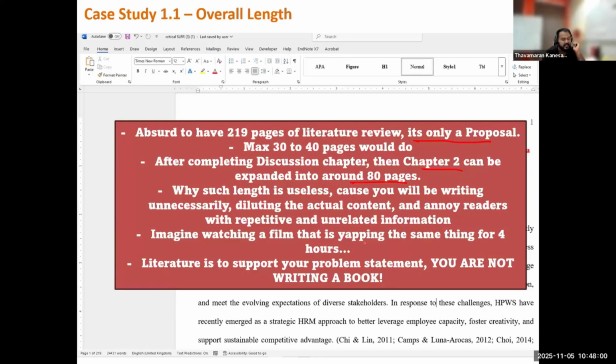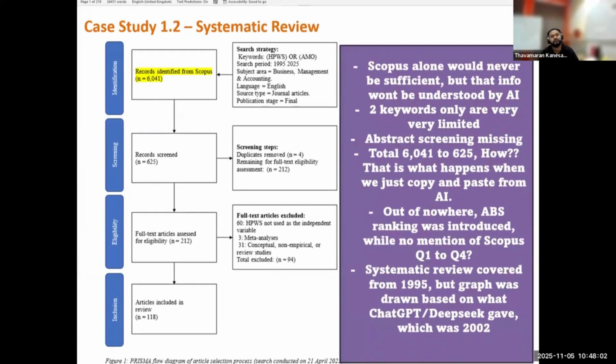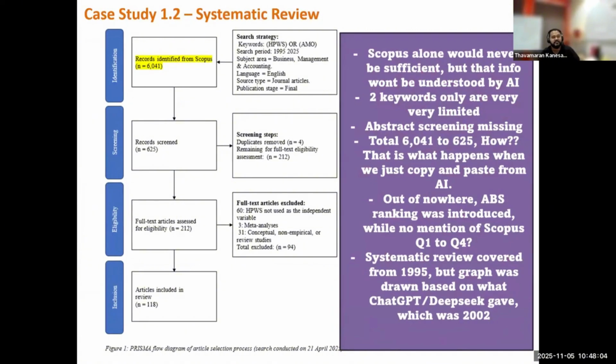So the first problem is length. The second issue is the PRISMA chart. This chapter 2 was using SLR, okay, systematic review based. However, only Scopus was used, which is a very, very big problem. Very, very big mistake.